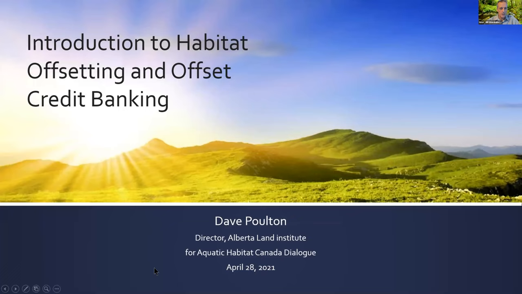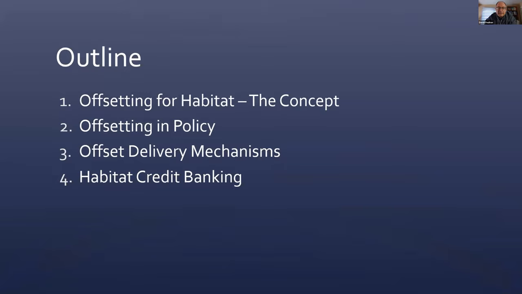Great, thanks, Bill. So what I'd like to do today is just give you an overview of some of the main concepts in habitat offsetting and offset credit banking. Mark has already touched on many of these, but perhaps I can give a little bit more of a framework to ground our discussion this afternoon. First, I'd like to talk about what offsetting is and some of the key attributes that it exhibits, where we see offsetting in Canadian policy, look at offset delivery mechanisms, including banking, and then have a closer look at banking and the advantages and challenges that it carries with it.